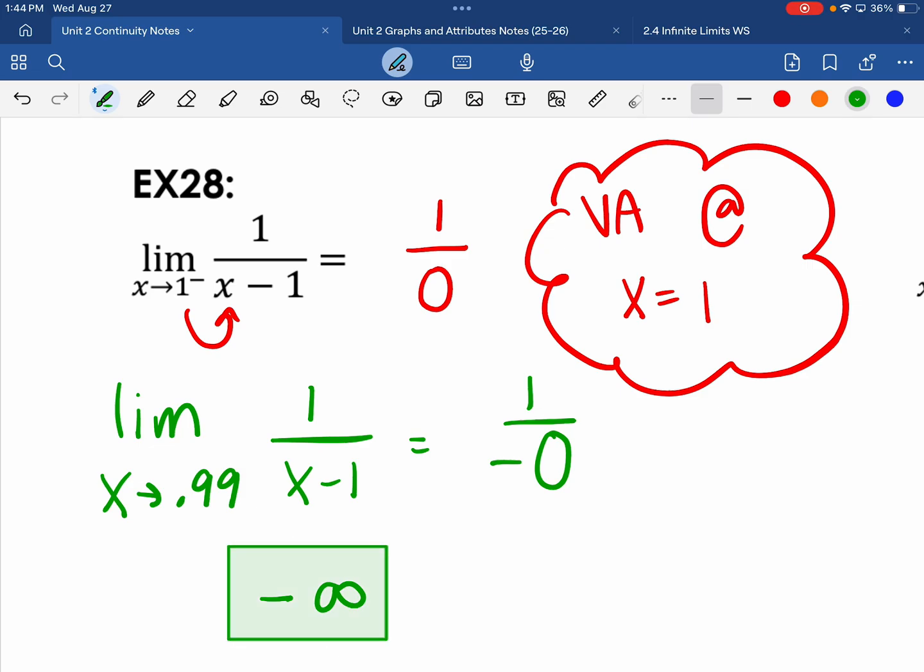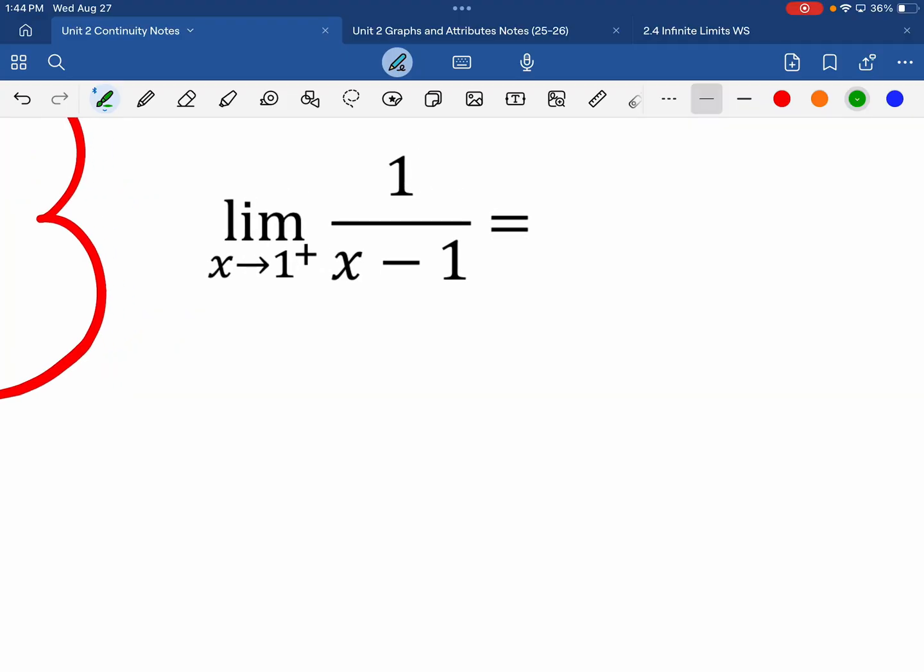So your option is positive infinity, negative infinity, or D and E. All I care about is whether this bottom number is a positive 0 or a negative 0, and that will tell me which infinity I have. Okay, all right, so let's try the right side.